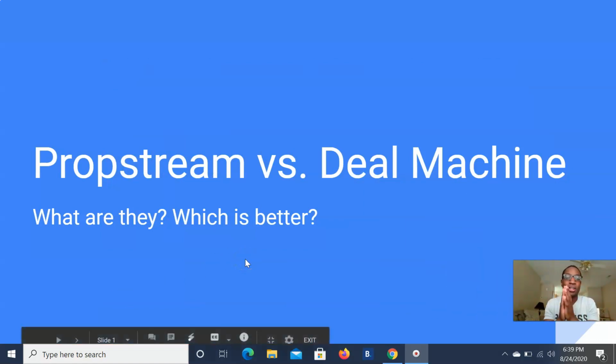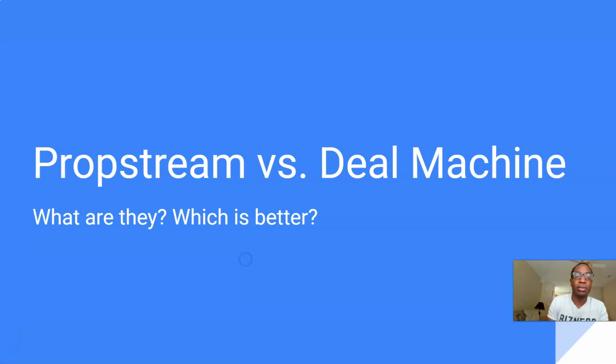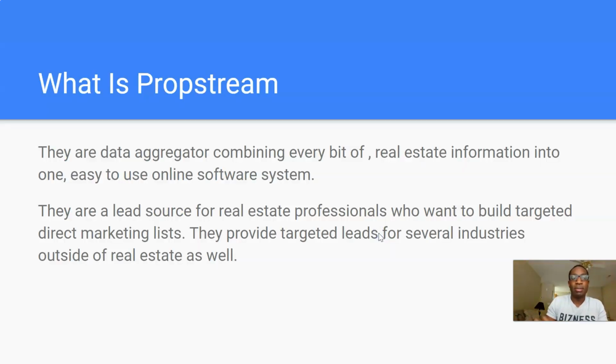So PropStream versus DealMachine, what are they and which is better? So let's start with PropStream. PropStream is just your basic data list service that's very similar to ListSource.